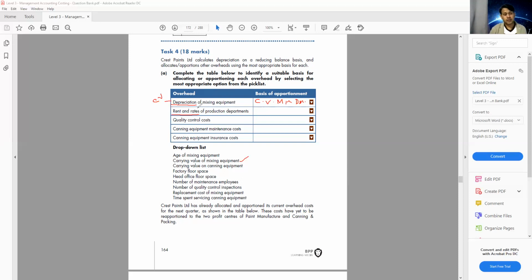If you're talking about the rent, they don't give the rent for a specific room or piece, for the kitchen or the head office. So rent is for the whole building. Even the rates from the council are for the whole building. You need to look at the whole floor space area. We're going to look at the factory floor space.